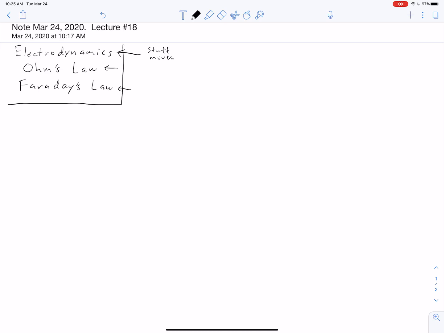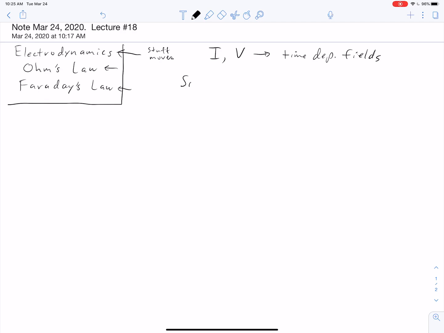Okay, so how to introduce this topic? Basically, we want to understand what happens when we have current and voltage in situations where we have time-dependent fields. Time-dependent fields. This is a big topic, but let's chop it down, make it smaller, and present it in little pieces.